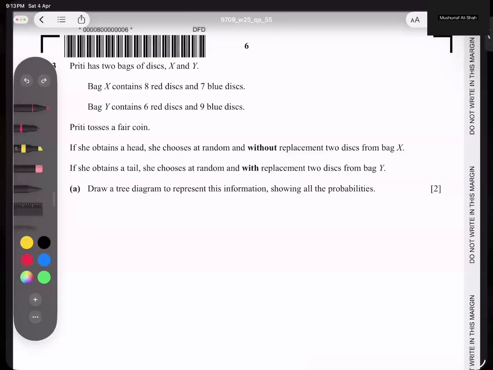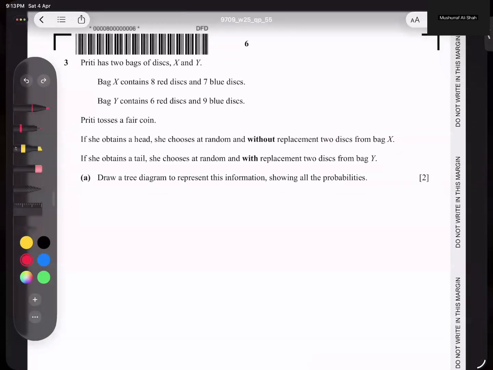So question number 3, students, we have now. Priti has 2 bags, X and Y. Bag X contains 8 red and 7 blue, and bag Y has 6 red and 9 blue discs. Priti tosses one fair coin, which means both sides have equal chances. If she obtains a head, she chooses a disc at random without replacement from bag X. In case of tail, with replacement. So the 2 options are important: without replacement and with replacement. Further, the part is about bag X and bag Y.